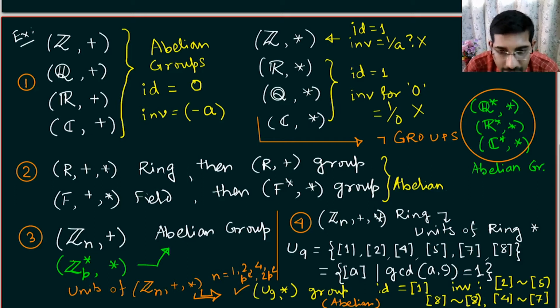Please verify and think over why I gave these conditions, why the others do not form a group. So the units of Z16 will not form a group, whereas the units of Z17 and the units of Z18, which is 2 into 3 squared, so 2p to the power e, will form a group. Please try to understand by working out some examples of this.